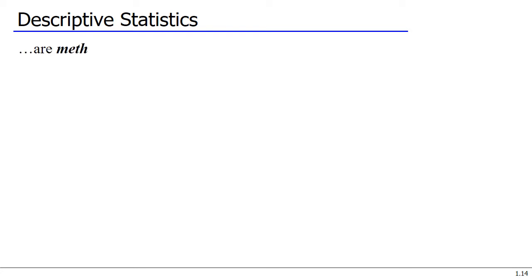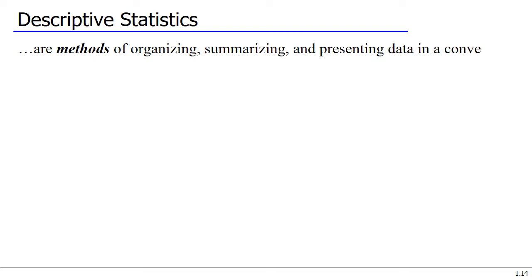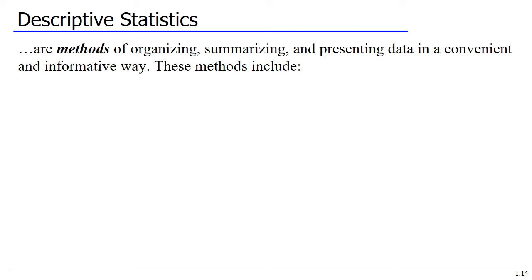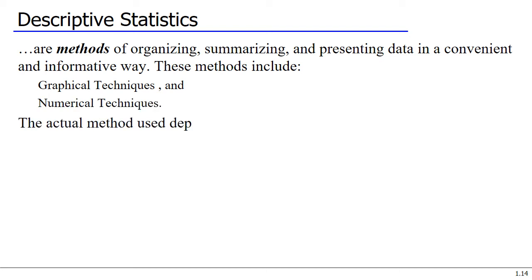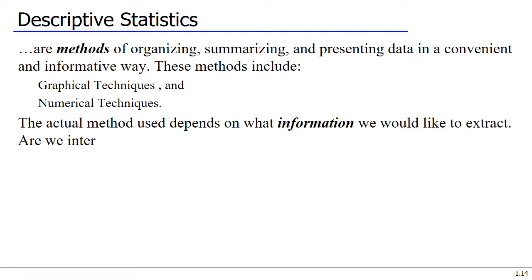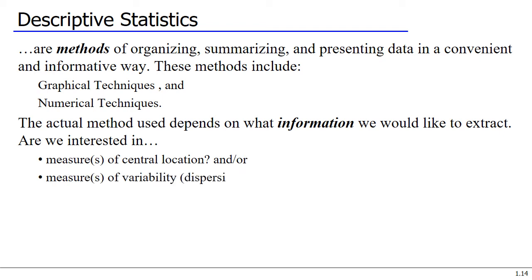As we know, descriptive statistics are methods of organizing, summarizing, and presenting data in a convenient and informative way. These methods include graphical techniques and numerical techniques. The actual method used depends on what information we would like to extract. Are you interested in measures of central location and or measures of variability? That is dispersion.